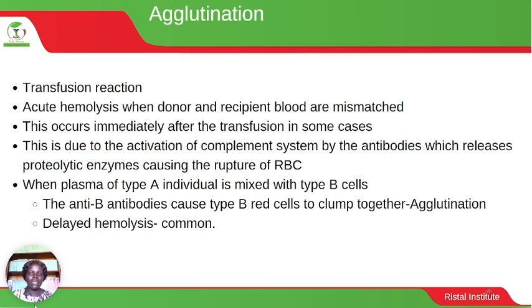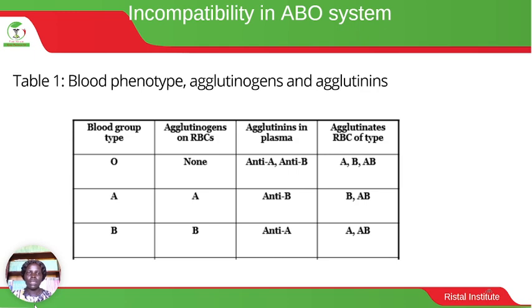This is what I had just described before. So sometimes they can react immediately, or sometimes can lead to what is called delayed hemolysis. This is also common. This is where the red blood cells will be destroyed days or weeks after the transfusion has been done. So the person does not develop those reactions immediately. Let's look at incompatibility in the ABO system.